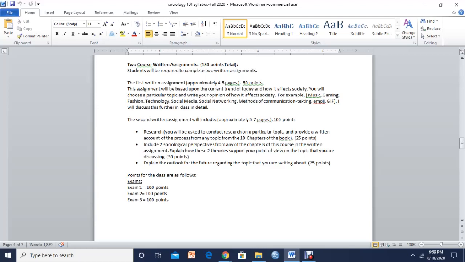The interesting part, you're going to do a particular research topic. So just say, for instance, you want to talk about divorce. You want to have the introductory paragraph that briefly describes what you're talking about. You're going to talk about 2 sociological theories. Now, you're going to learn these theories: conflict, symbolic interactionist, functionalist perspective. Those are the different types of theories.